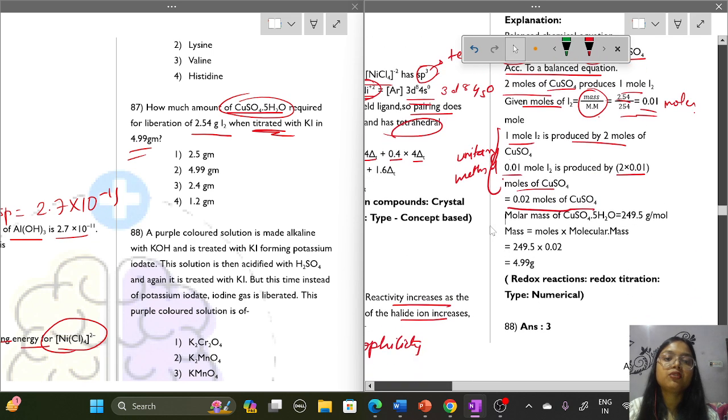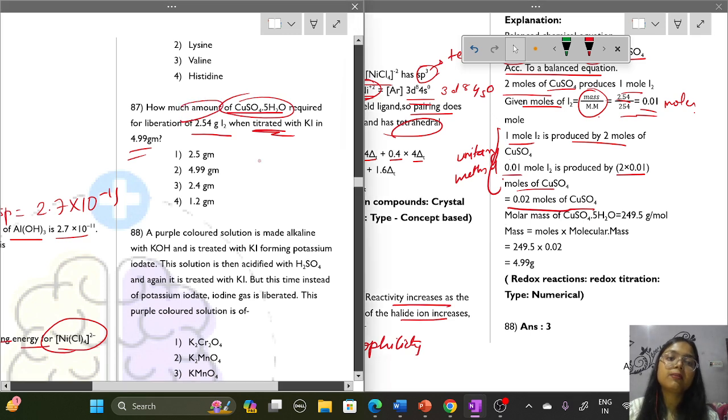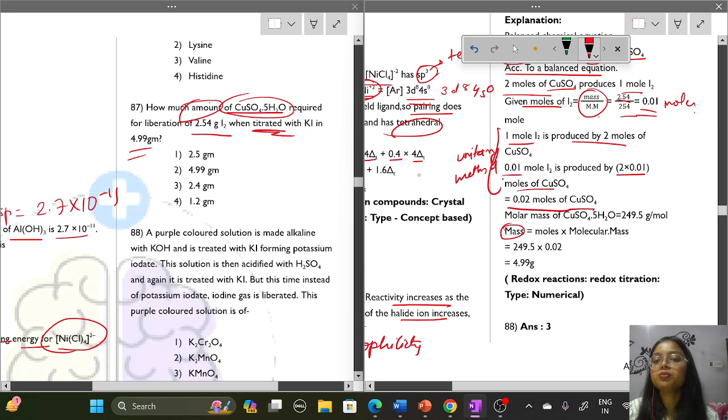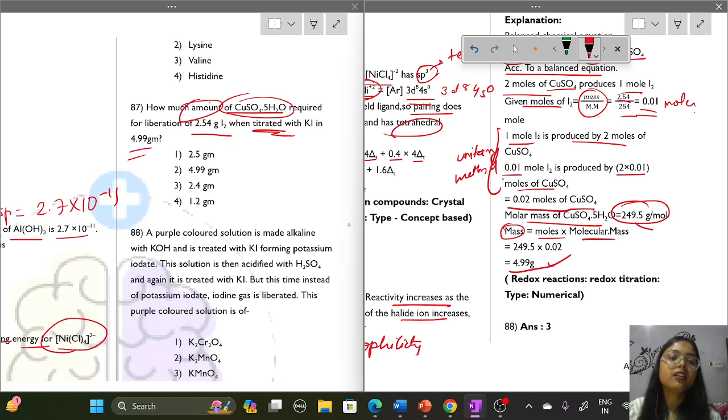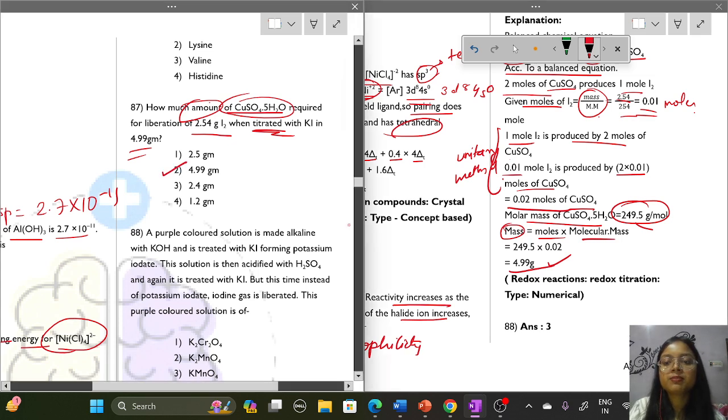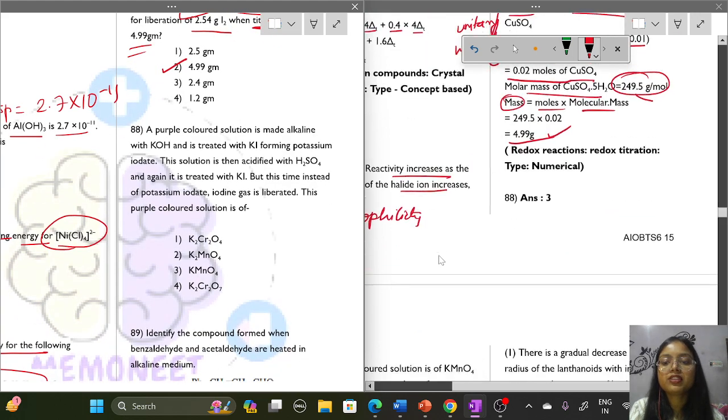Now what do we have to calculate? We have to calculate the amount, which means the mass. The molar mass of CuSO4.5H2O we can calculate as 249.5 gram per mole, and mass comes out to be number of moles into molar mass, which is 4.99 gram, which is option number 2. Option number 2 will be the correct one. Question number 88.